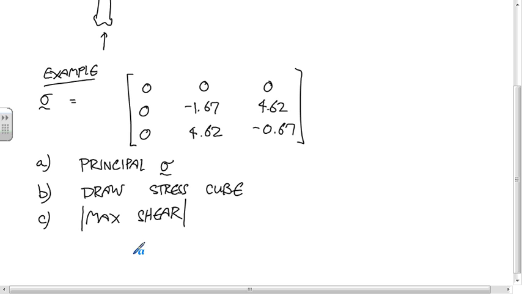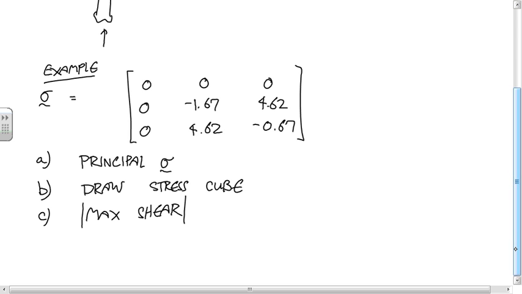Anybody want more time? Okay. So what did you get for the principal stresses? Okay. Saw a couple of people agree. So negative 5.58, did you say? 82. Whoops. Okay.